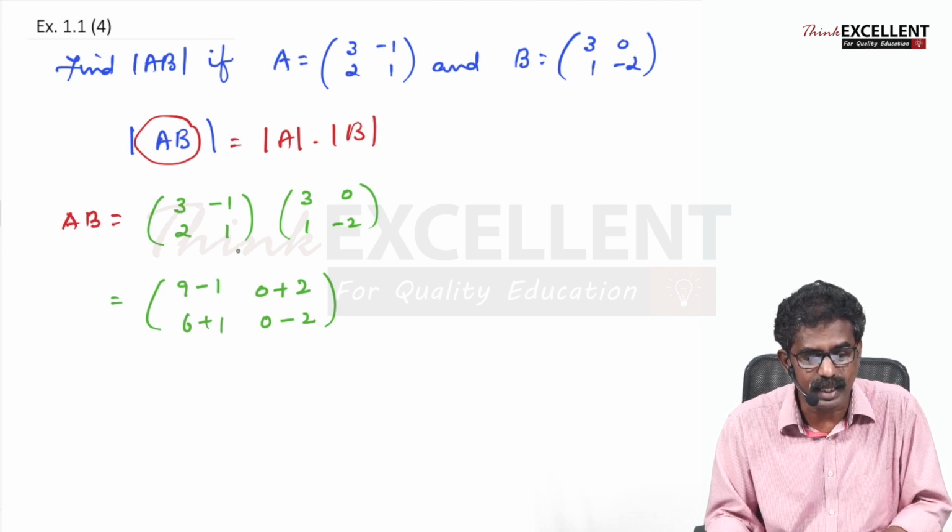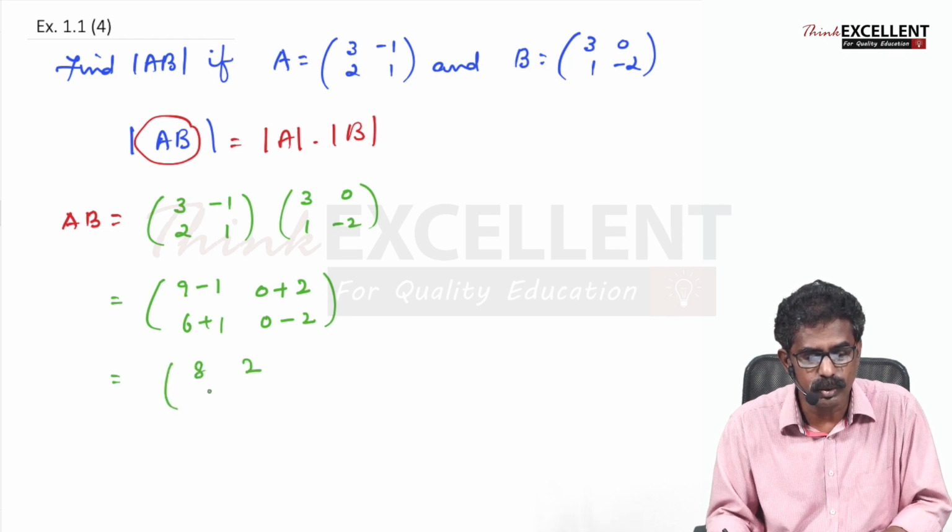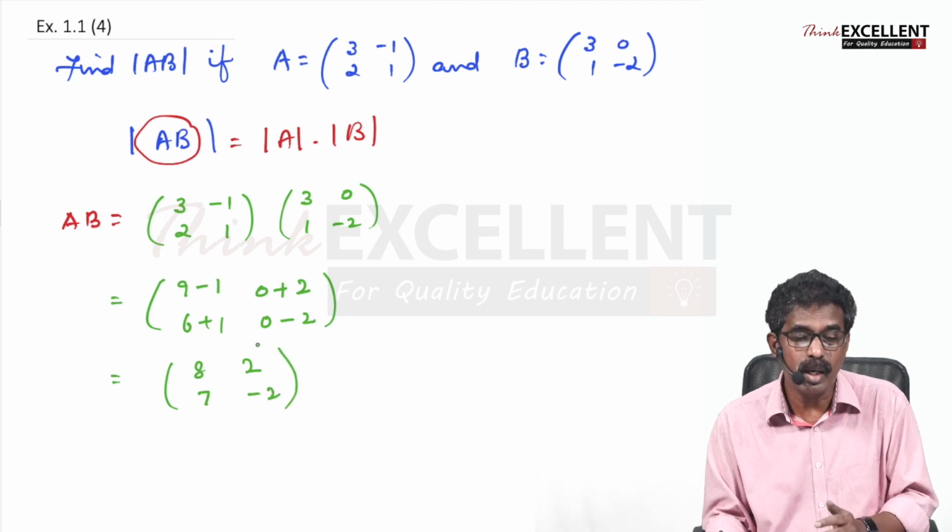0 plus 2. Then second row, first column, 6 plus 1; second row, second column, you are getting 0 minus 2. Now just to simplify this, so what do you get? 9 minus 1 is 8, 2, 7, minus 2. This is matrix AB. So we want determinant AB.